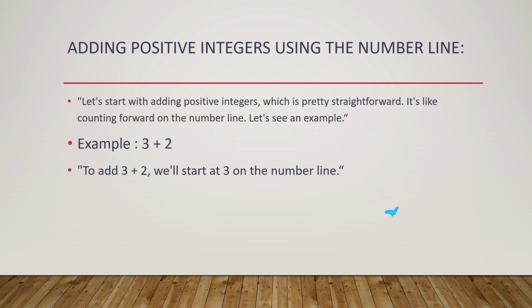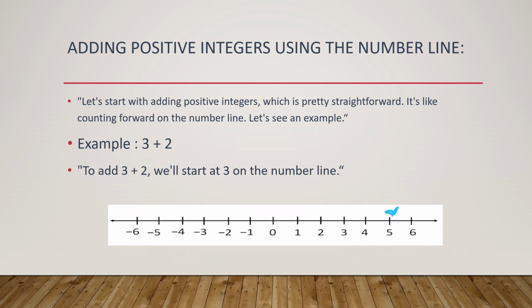To add 3 plus 2, we will start with the number 3 because 3 is the first number on the number line. So you will draw a number line like this, and then the first number is 3. So you will first go to number 3 and then it's plus 2. So we'll start at 3 and go 2 steps ahead because it's addition. So from 3, one step to 4, then again one more step to 5. So your final answer will be 5. So if you add 3 plus 2, the answer will come as 5.